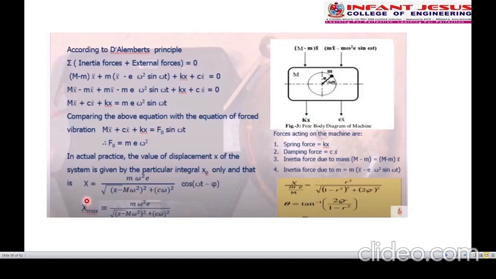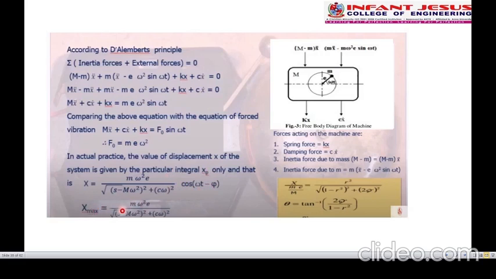This is written as x max, the maximum value of the amplitude. So x max is the value of the amplitude of the vibration. If they ask for the amplitude of vibration, we have to use this formula. The amplitude of vibration is obtained when this value becomes 1, when cos 0 is equal to 1.